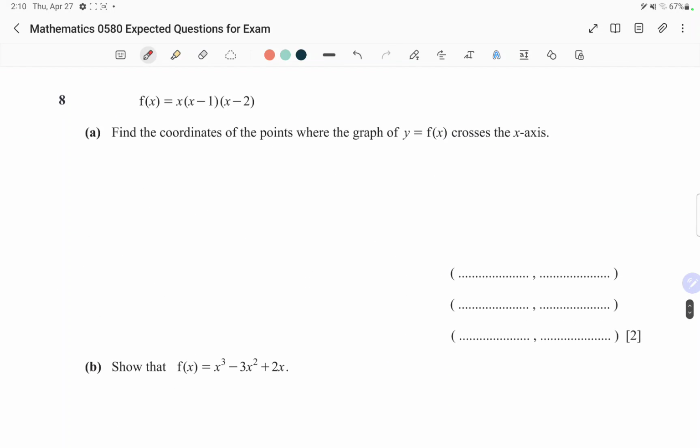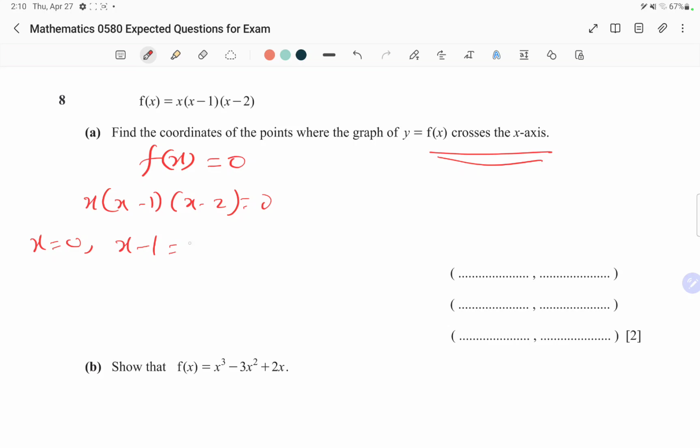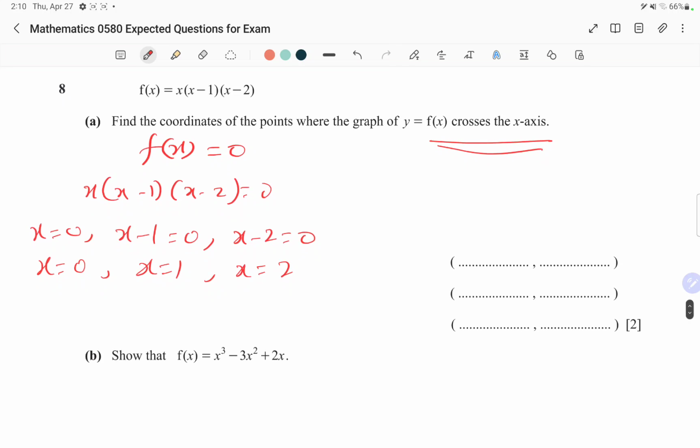Now go to the next question. Find the coordinates of the point where the graph crosses the x-axis. It's very simple. When it crosses the x-axis, then f(x) is always 0. So x times (x minus 1) times (x minus 2) should be 0. Now here x is equal to 0, x minus 1 equal to 0, x minus 2 equal to 0. So x is equal to 0 from here, x is equal to 1 from here, x equals 2 from there.